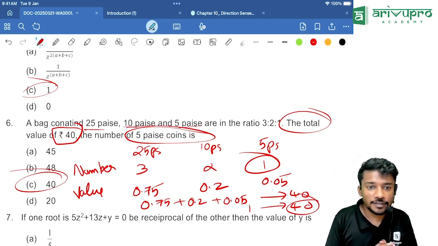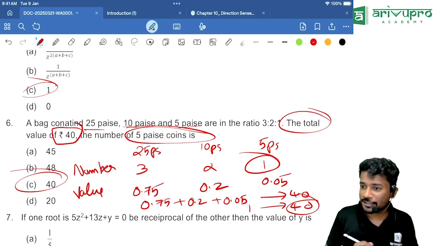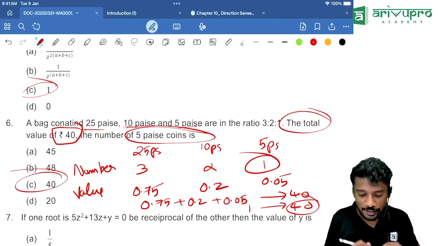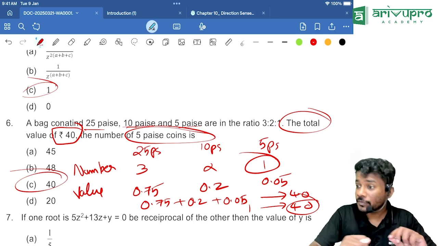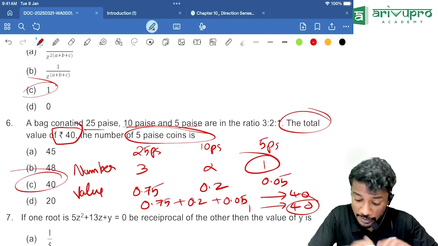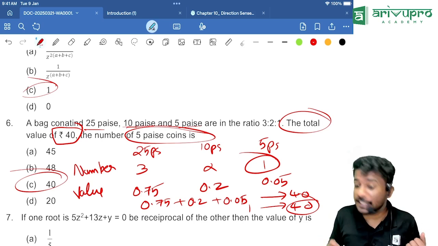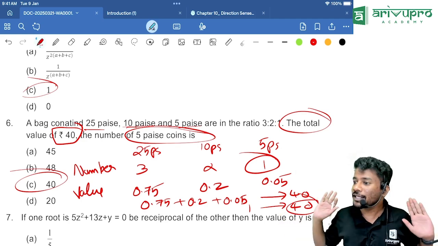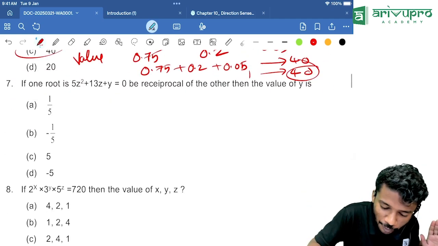Any doubt? Pandivalan, are you getting it? Yes. How is your preparation now? It's going well, right? Can I do the next one? Did you get the point? Yes, 10 paise means 2 into 40, which is 80. If they ask 25 paise, 3 into 40, that is 120. That's all. Now the next question.